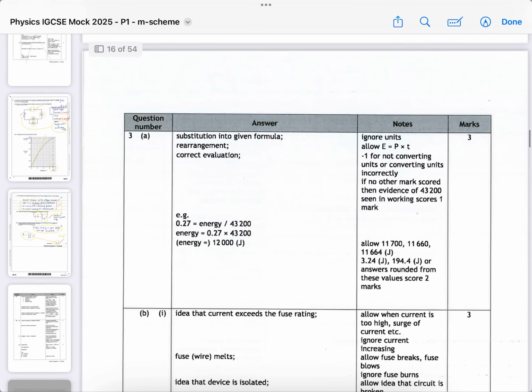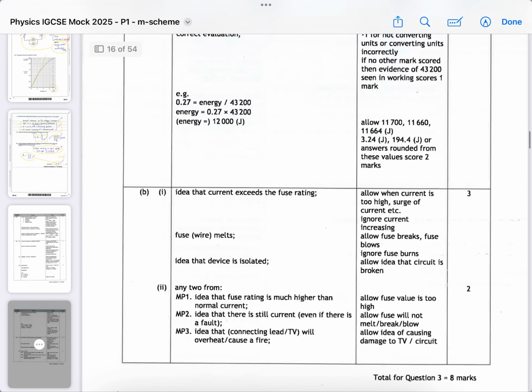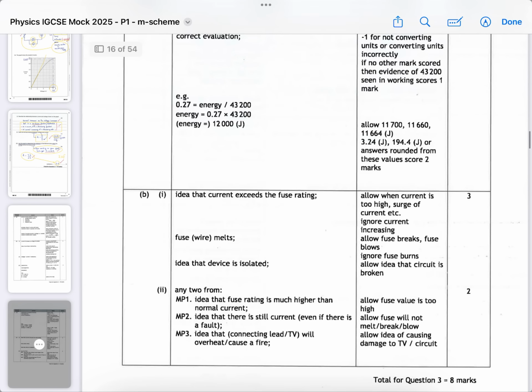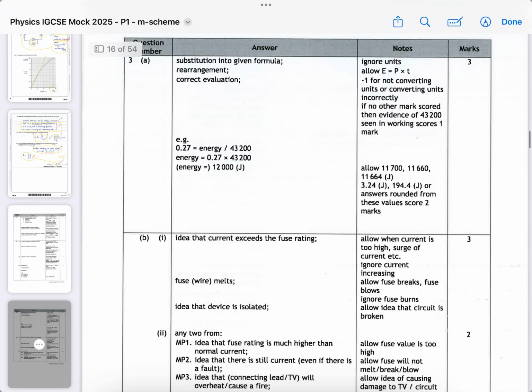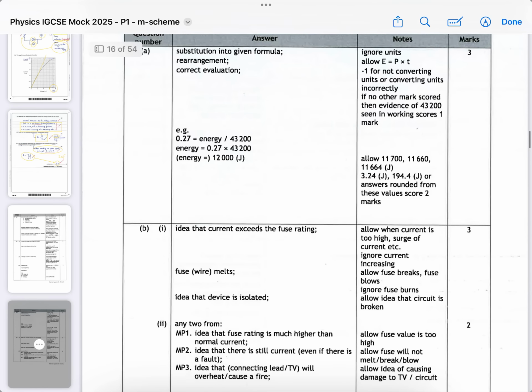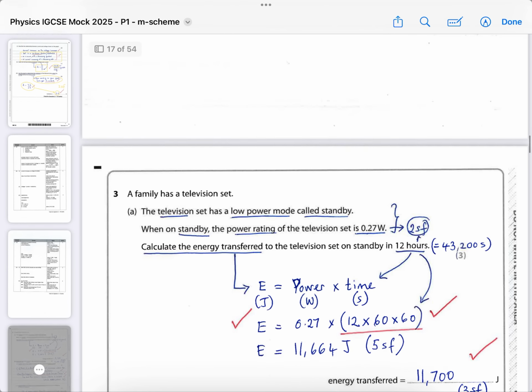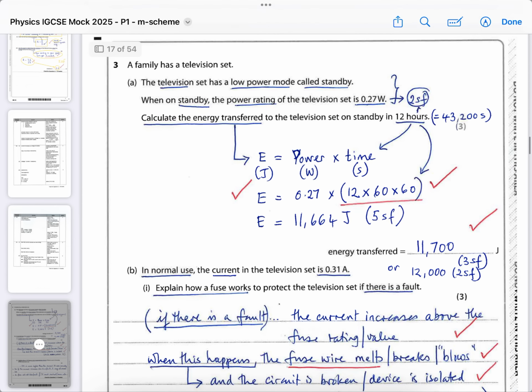That's 2 questions done, and then we're going to go through question 3, which looks like it's again using electrical energy, power, and then fuse rating. There it is. It's going to be on fuse ratings. It's just the way I've put the paper together in this PDF. I think it was back to back, so it's two-sided. So question 2 and 3 came together, and here's the question. A family has a television set. The television set has a low power mode called standby.